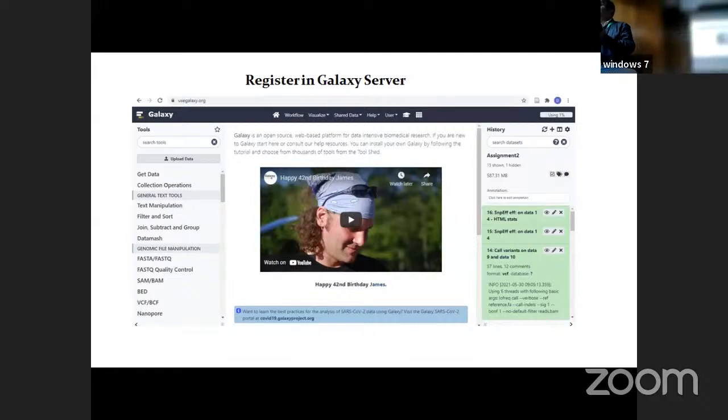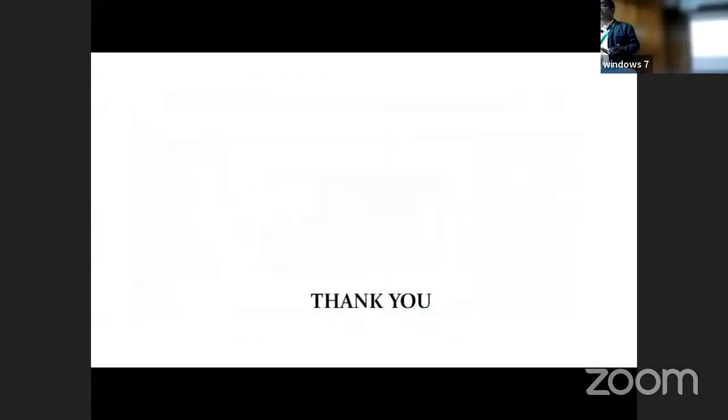You can create an account in Galaxy. It is a very good starting point. I also learned NGS by registering to Galaxy. So I would suggest please register to Galaxy. You will get an idea of what software you should be working on. Thank you. That's all. Let's see you again in the hands-on session.